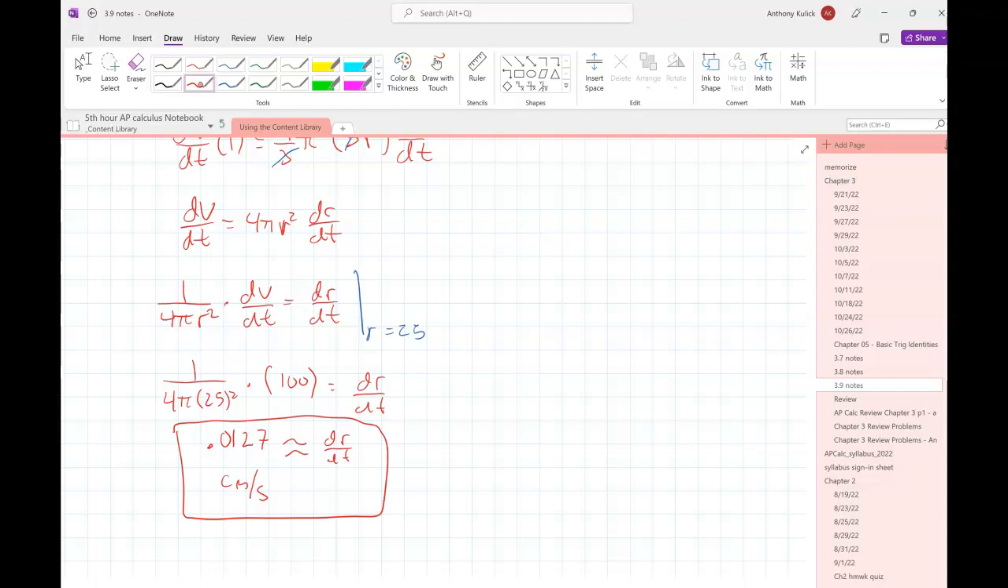So that means that when we're blowing this balloon up, where we're adding 100 cubic centimeters every second, that's the rate at which our pump is filling this balloon. When the diameter got to 50, the radius was growing at a rate of 0.0127 centimeters per second. And so?